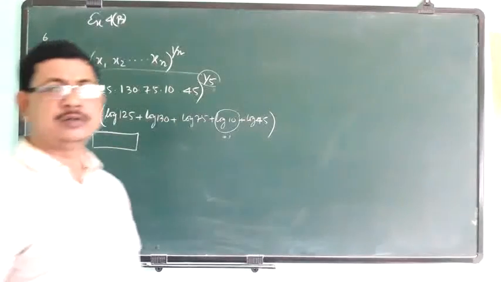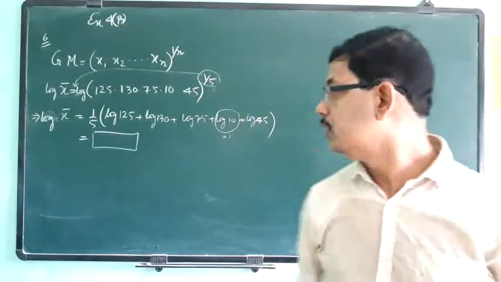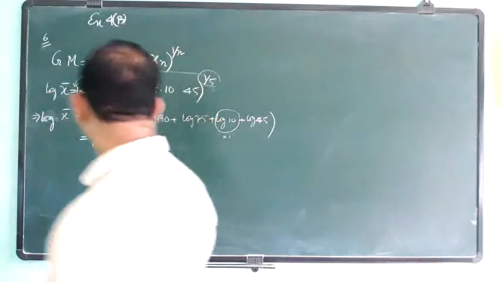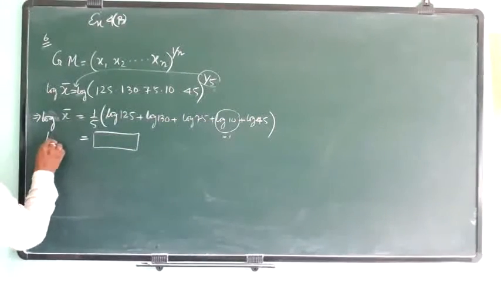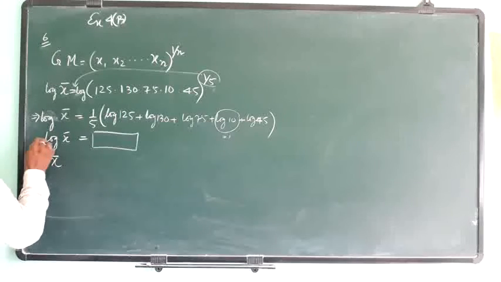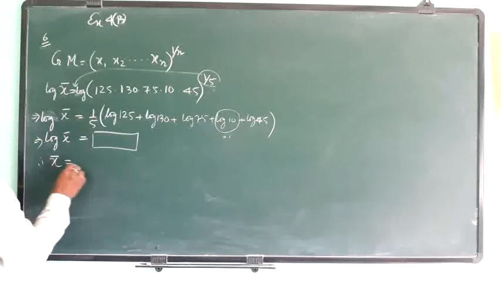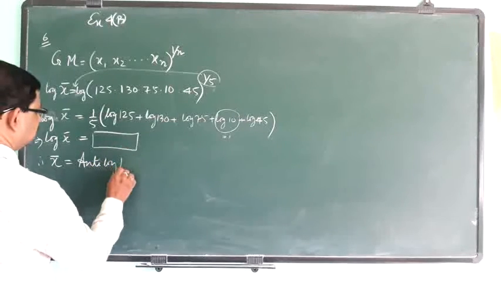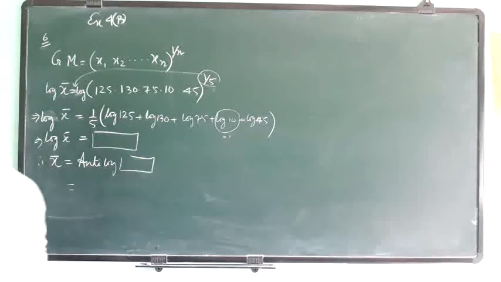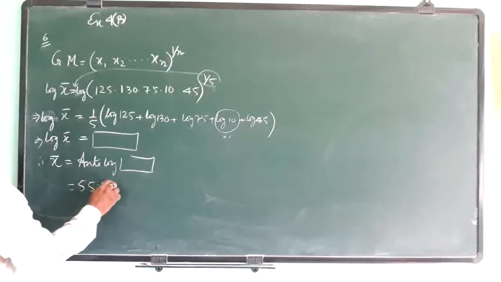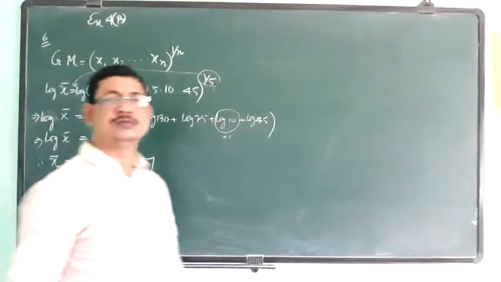As I am not prepared with the logarithmic table, I will not use it here. Next day onwards you will get the logarithmic table. So log x bar is this one. Then x bar will be equal to the antilog of this term. If you put the antilog's value here, then you will get the value as 55.95. So this is the answer of this one.